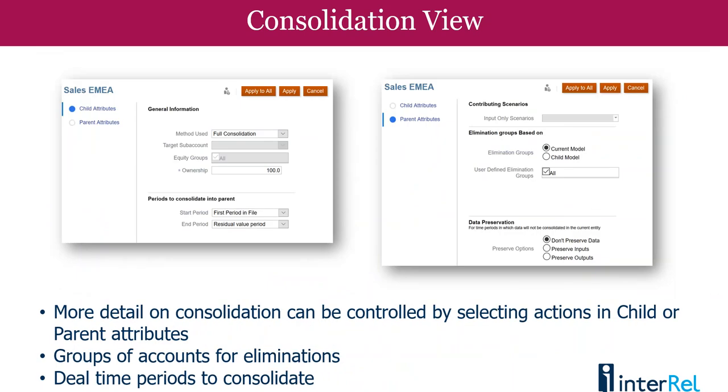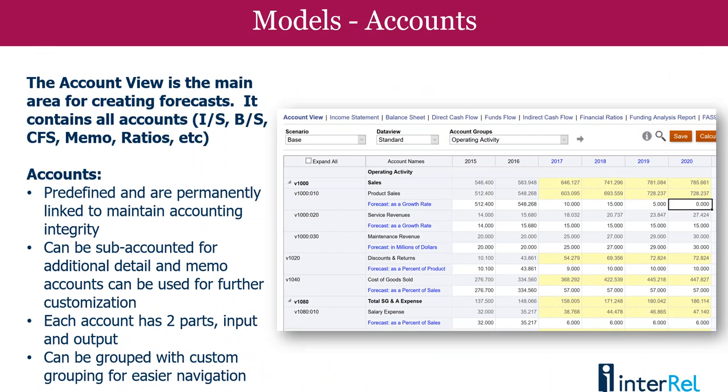Set parent and child attributes to control things like consolidation methods, ownership percentages, periods to consolidate, and elimination account groups. Each account has two parts, input and output. So for example, if you set a forecast method for sales to be year over year, the input line may say 10%, where the output would be the previous year sales times 10% or 110 million.